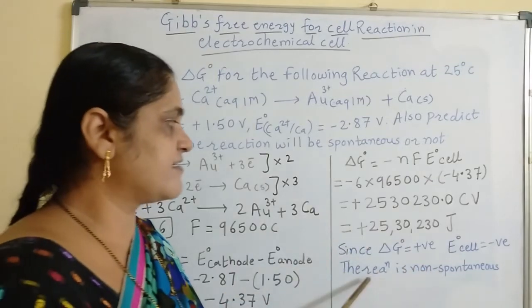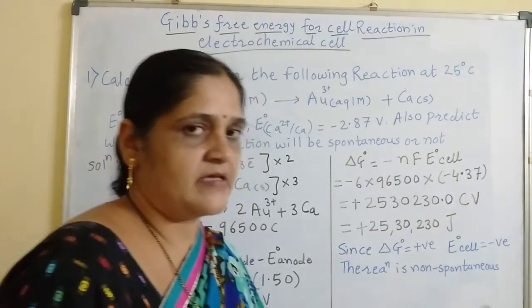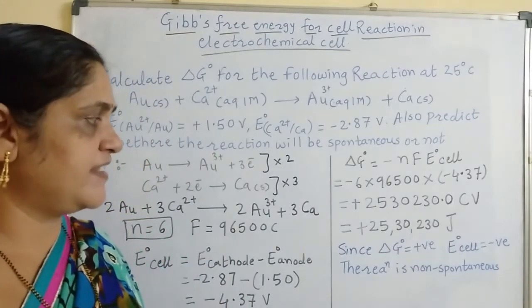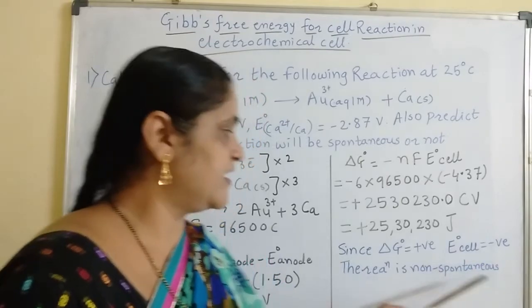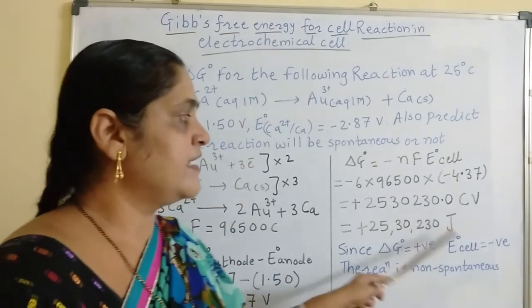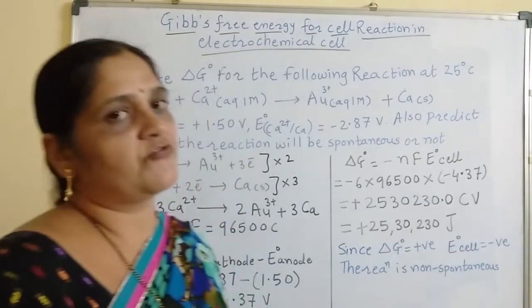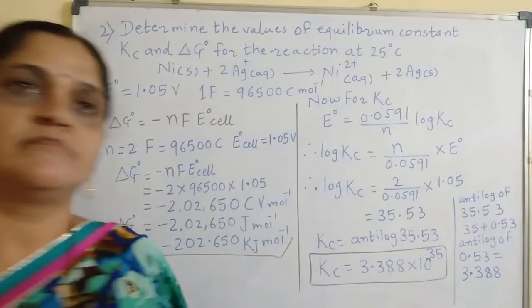So it indicates that the reaction is non-spontaneous. If the reaction is to be spontaneous, then delta G should be negative and E naught cell should be positive. But here you have got delta G positive, E naught cell negative, and therefore the reaction is non-spontaneous.